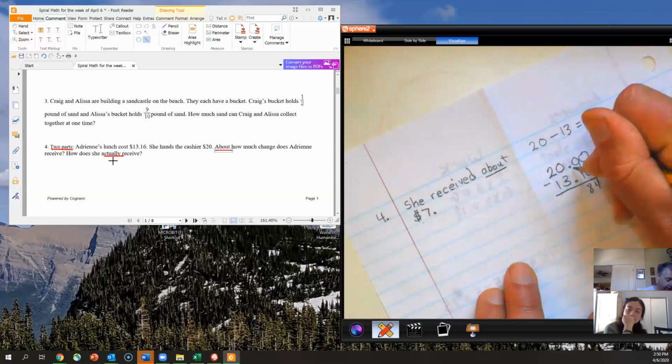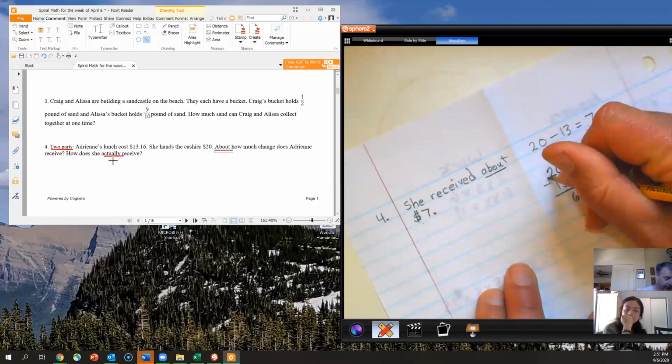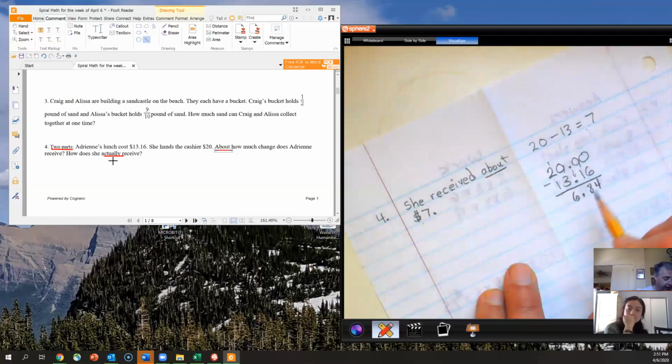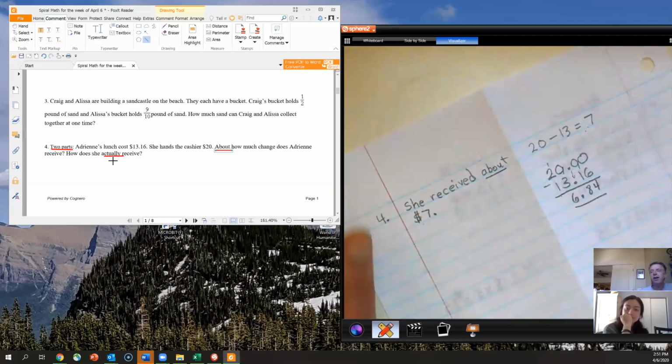I'm going to drop down my decimal point. Still have another 9 here. 9 minus 3 is 6. Cross out this 1, so it becomes 1 minus 1 is 0. So now the actual amount she received was $6.84, which isn't too far away from my estimate. And I'm going to write that down here.